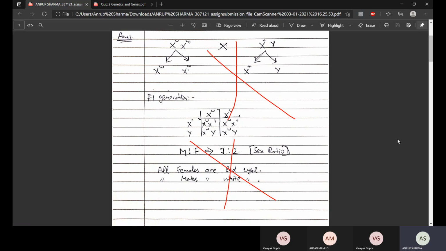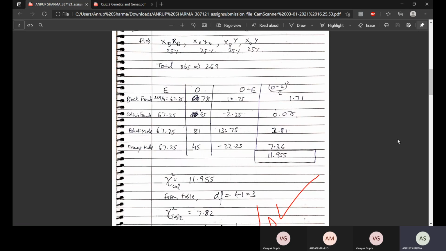It is the problem. So for heterozygous, how was I supposed to write it? You can write X^W and X^R, W for white and R for red. X^W X^R. Okay, sir, I got it. Yes.